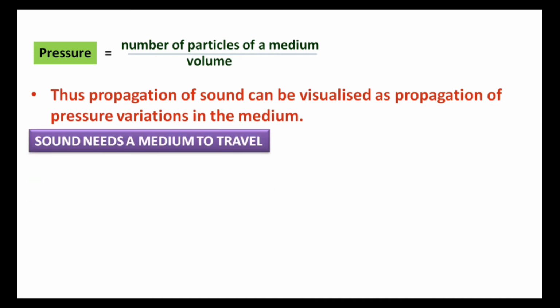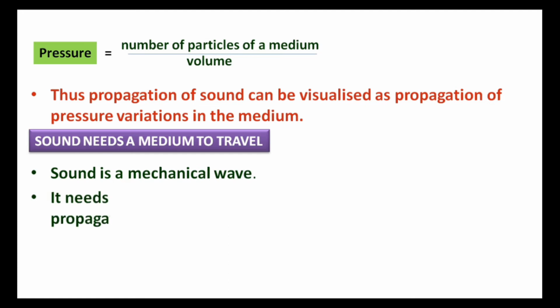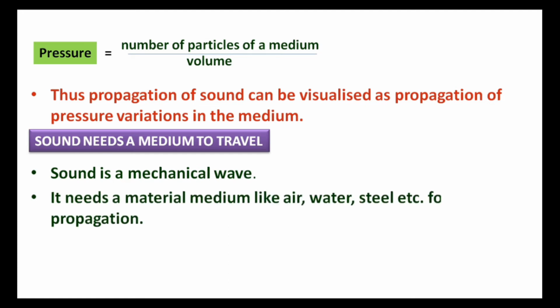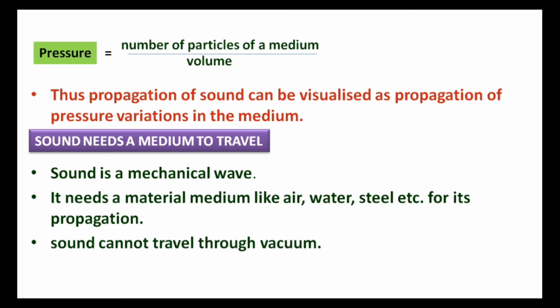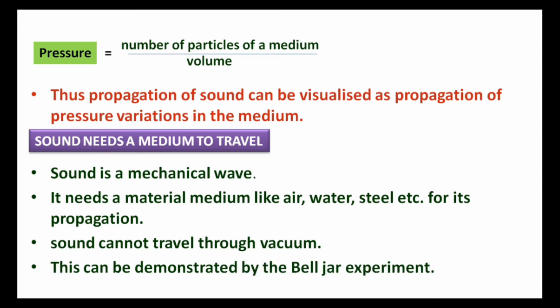Sound needs a medium to travel. Sound is a mechanical wave. It needs a material medium like air, water, steel, etc. for its propagation. Sound cannot travel through vacuum. This can be demonstrated by the bell jar experiment.